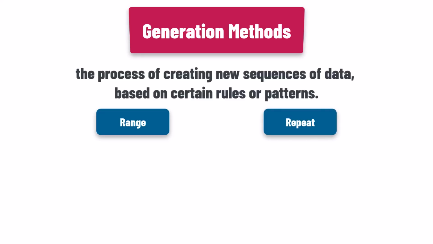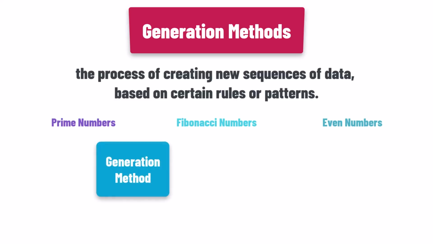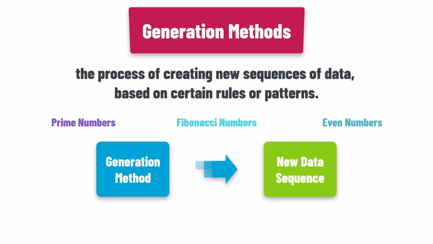We mostly use these methods to find specific kinds of numbers, like prime numbers, Fibonacci numbers, even numbers, etc. In summary, we don't have data and we want to create data. In this case, we use a generation method. As output, we get a new sequence of data. We can use this data to do other steps. This is what generation methods mean.